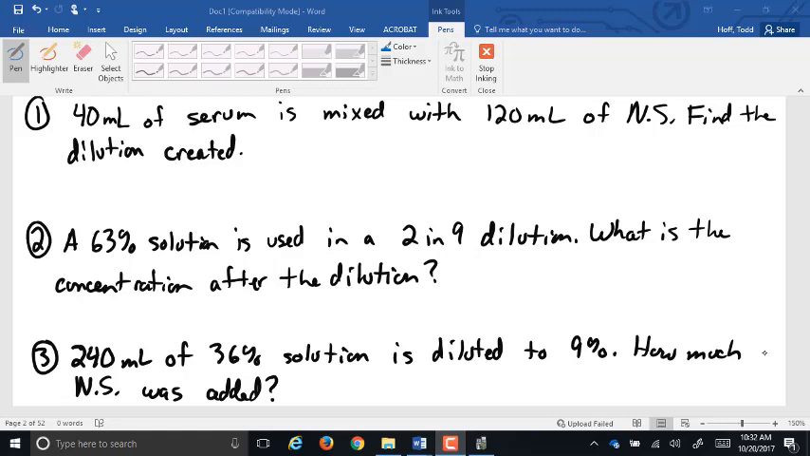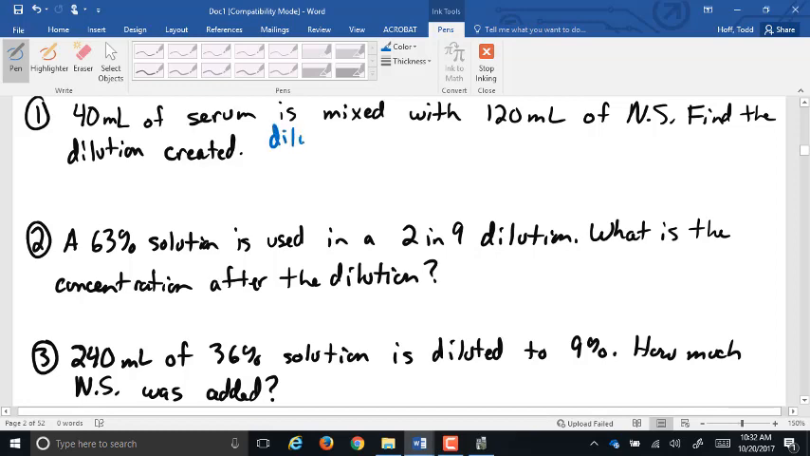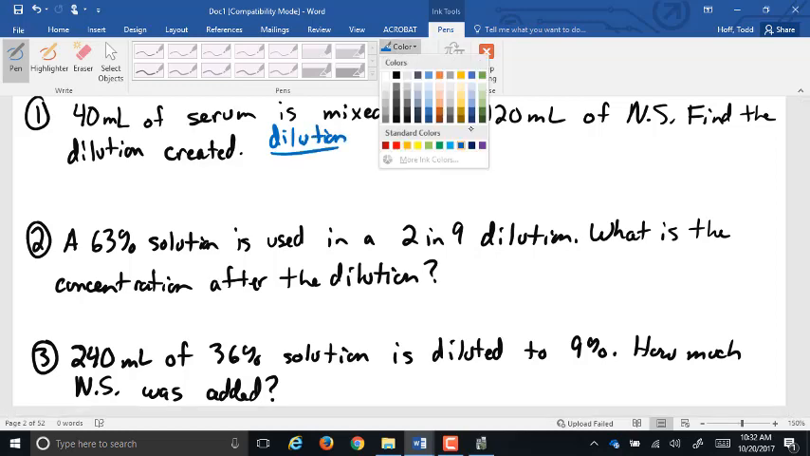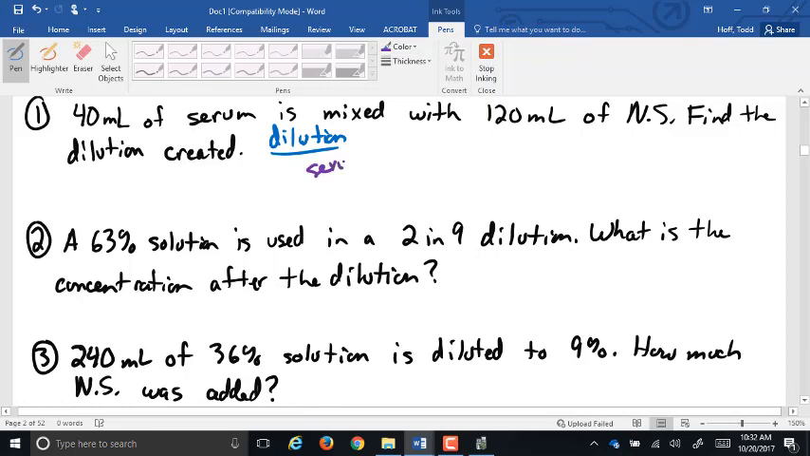Topics from the last couple of weeks. So let's say the first one: 40 milliliters of serum is mixed with 120 milliliters of NS. Find the dilution. Remember, in a dilution, what we're looking at is the ratio of serum to total. So it's serum to total.